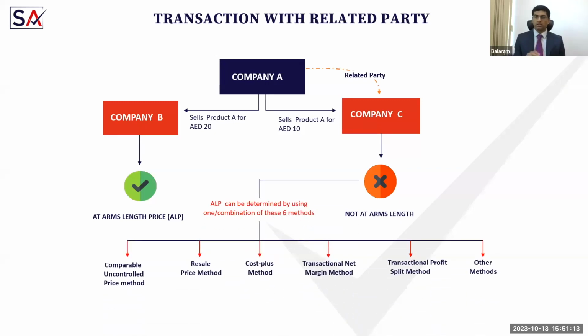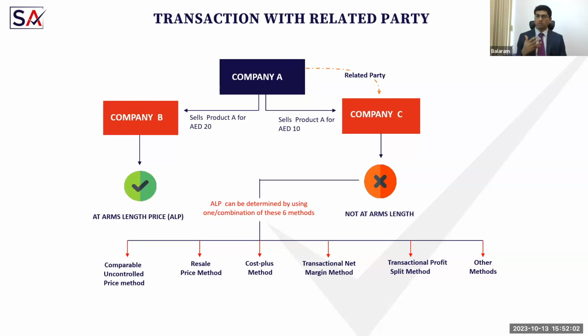This is a plain example, but in real scenarios you may not be able to identify that benchmarking rate so easily. There are various methods given as to how you arrive at this arm's length price. I've listed down the methods that can be used for transactions with related parties and connected persons. You could follow the comparable uncontrolled price method, resale price method, cost plus method, transactional net margin method, transactional profit split method, or any other method which is most suitable. By following one of these methods, you should arrive at the arm's length price, and then apply that price to the transaction you have with related parties or connected persons.